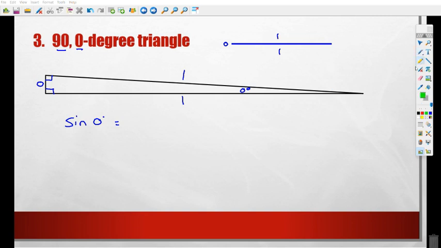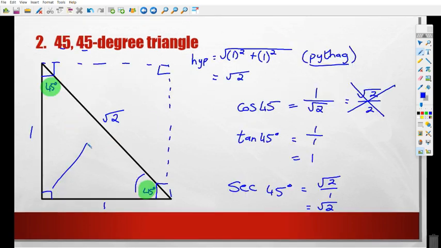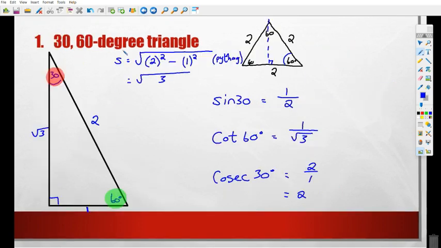Which angle am I going to be looking at? I'm going to be looking at the 0 degree angle over here. So I need to ask myself, what is sine firstly? Sine is opposite over hypotenuse. What is opposite the 0 degrees? I see it's 0. And we know the hypotenuse is always the side opposite the 90 degrees.